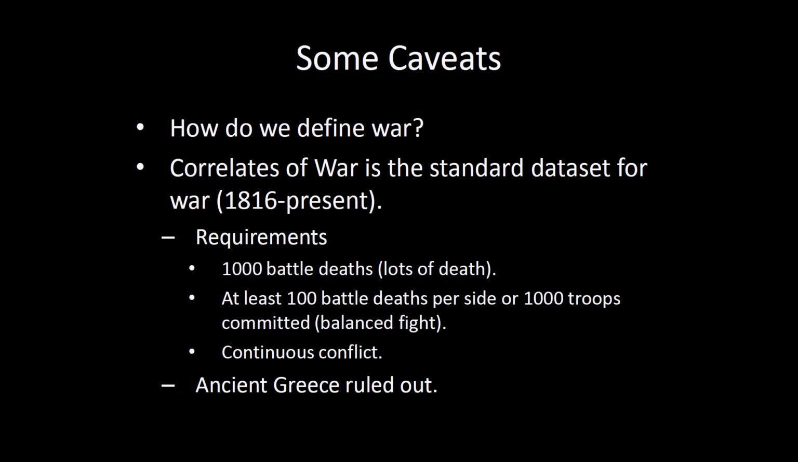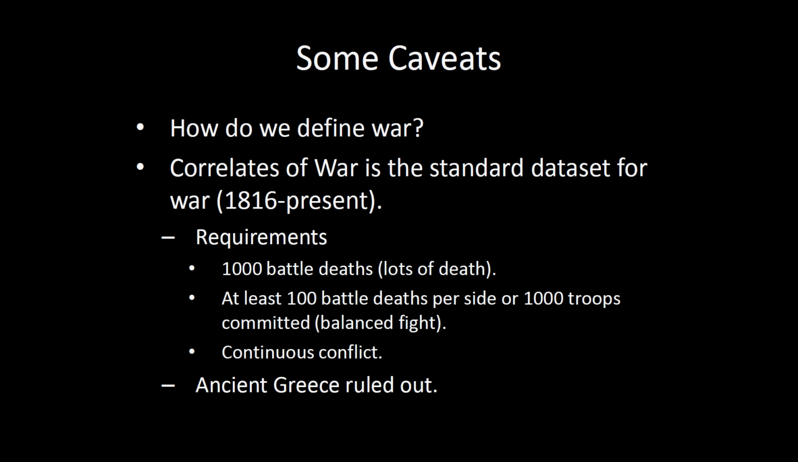It doesn't have to be extremely even, of course, because it could be the case that there's 100 battle deaths on one side and 100,000 on the other side. That's still going to qualify as a conflict, but you need at least one side to be able to put some sort of damage on the other side in order for it to qualify as a war. And the last thing is that you need continuous conflict. So these battle deaths have to occur within a 12-month period.